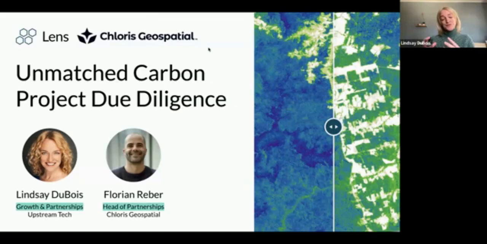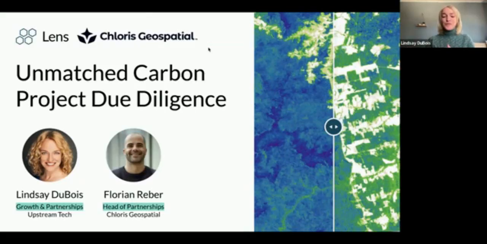And so, more specifically, we're going to talk about how the combination of Chloris data via the Lens platform can not only elevate your approach to due diligence, but streamline that, make it faster, allow you to consolidate more of that workflow in one place, and ultimately help to de-risk carbon projects.